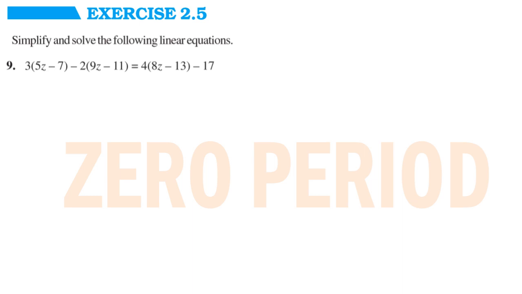Again a simple question, opening the bracket and do the simplification only. 3 5 ja 15z, 3 7 ja 21, 2 9 ja 18z, and 2 11 ja 22. It will be 22 na, not 2z. And then 4 8 ja 32z, 4 13 ja I think 52, and then minus 17.